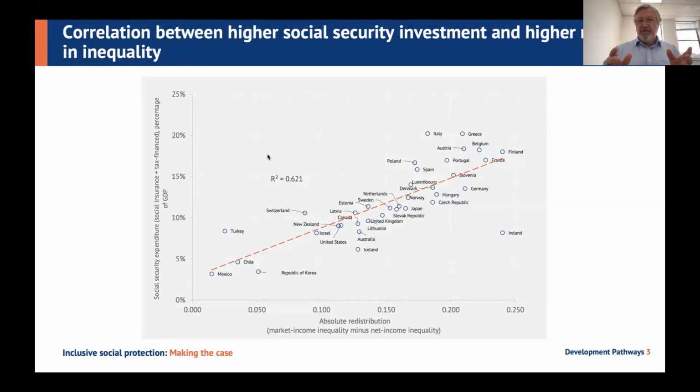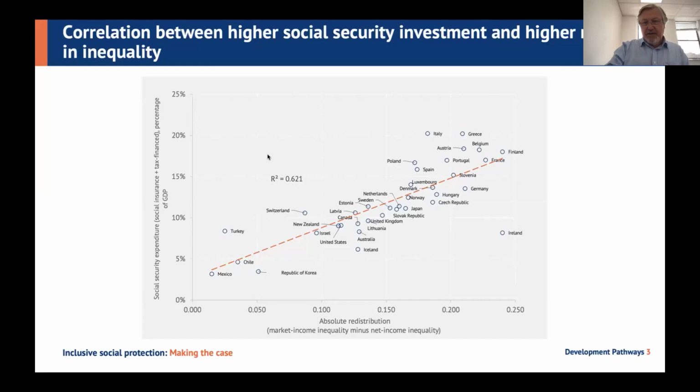First, I'd like to look at OECD countries and using OECD data to see what are the impacts of different levels of investment in social security on reductions in inequality, taking higher levels of expenditure as a proxy for a more universal system.